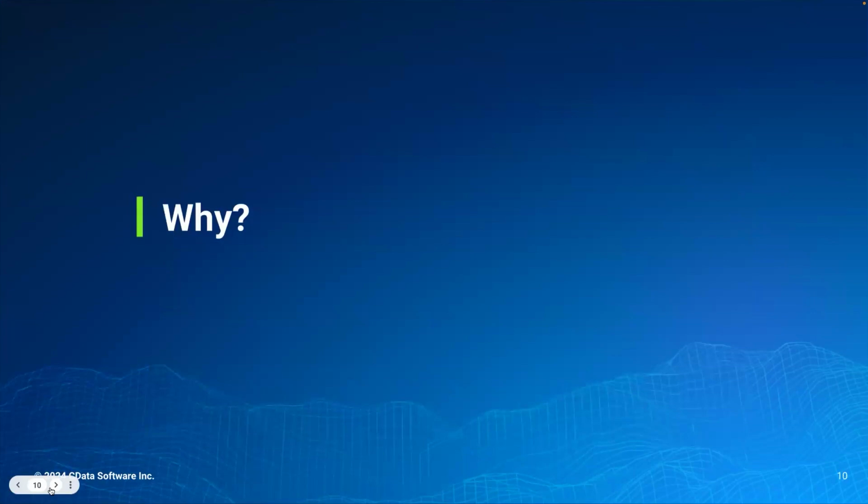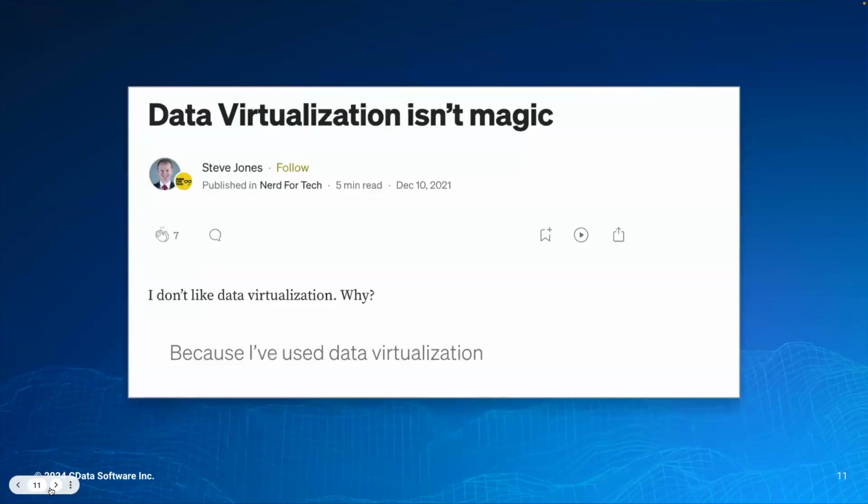And so when you look at why, I think a lot of it comes down to the vision of data virtualization has always been one that seems magical, right? You have this single platform that's able to provide live data access across a variety of different technologies where data lives across your organization. And a lot of customers and enterprises that have purchased and implemented data virtualization have had similar feedback to what Steve Jones has here in a Medium post that he published back in 2021: they don't actually like virtualization because they've actually used it.